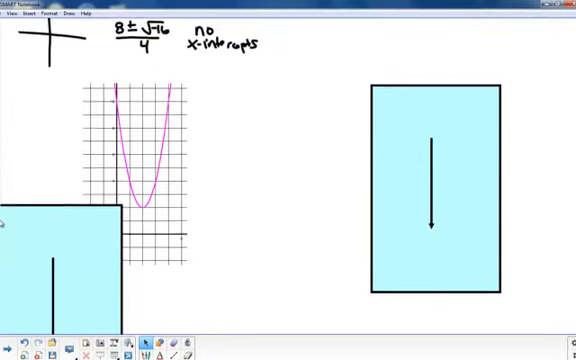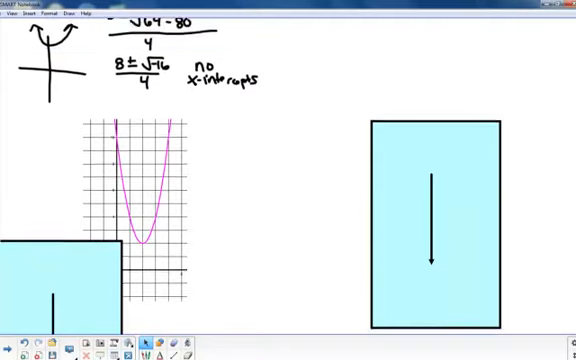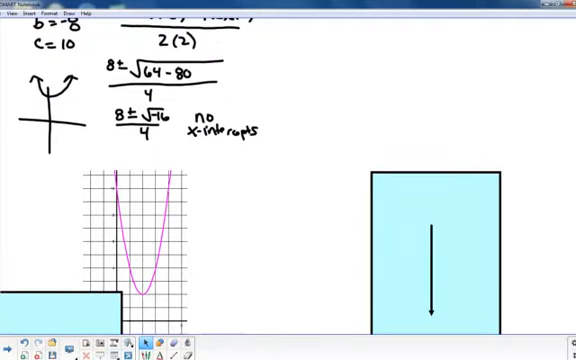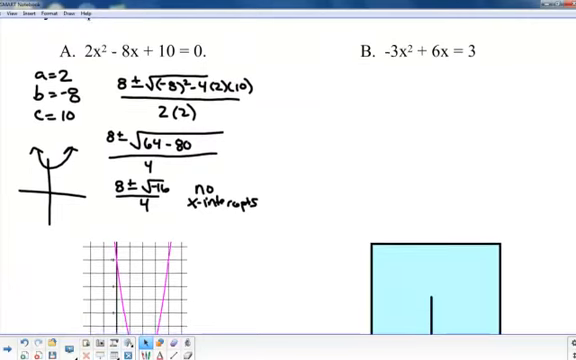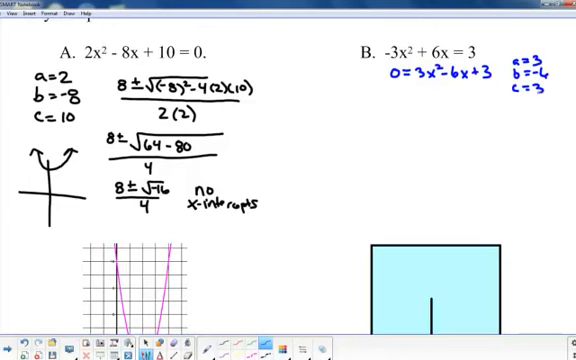You could figure that out by doing negative b over 2a to find the vertex, plug it in and solve, and put in a couple more points. Okay, the next one. Let's go ahead and move everything over to the right. So we have 0 equals 3x squared minus 6x plus 3. So A is 3, B is negative 6, and C is 3.